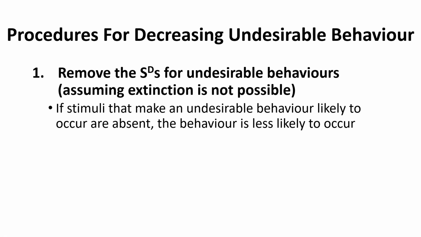This is usually a process that you would use if extinction isn't possible. Extinction would probably be a far more effective method of getting this behavior to occur less, but sometimes that's not possible. So if we remove the stimuli that make an undesirable behavior more likely to occur, then the behavior is less likely to occur. If you take away the things that prompt that behavior to happen, then it's going to happen less and less often. So if we can adjust our environment so that it doesn't occur to us to do that behavior, then that bad behavior is going to be seen quite a bit less.